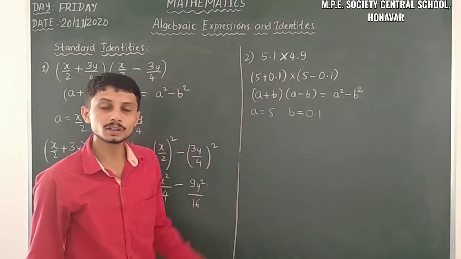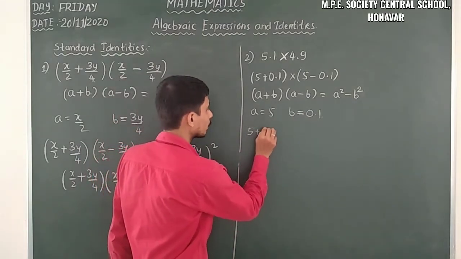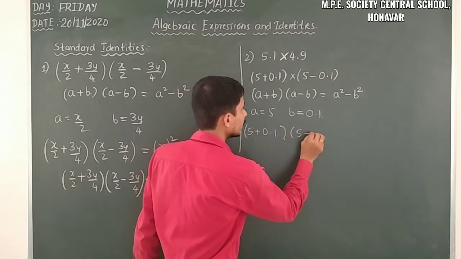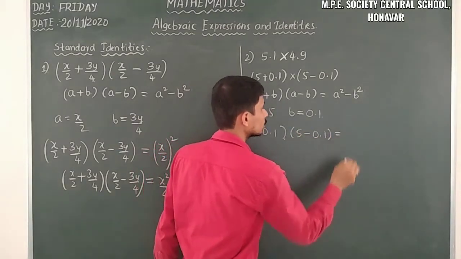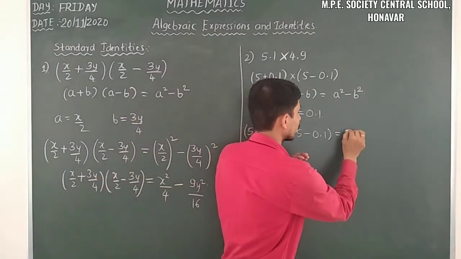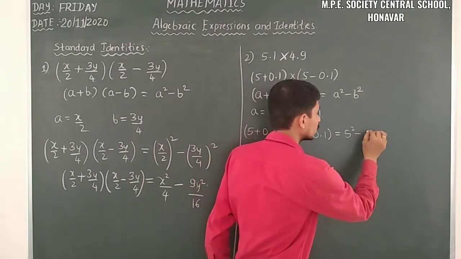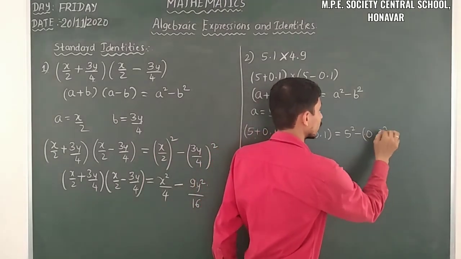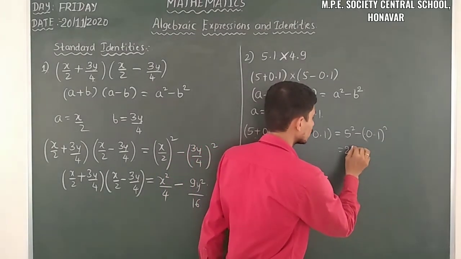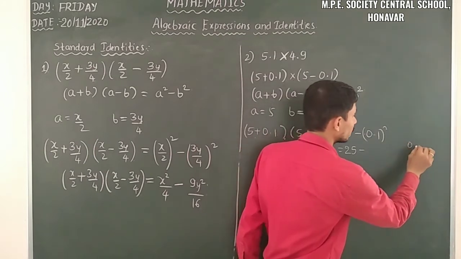So let us substitute in the form, that is (5 + 0.1)(5 − 0.1). In place of a we can insert 5, so it is 5 square minus, in place of b we can insert 0.1, whole square. Yes, 5 square we already know, that is 25, minus 0.1 square, so you can calculate from the rough part.